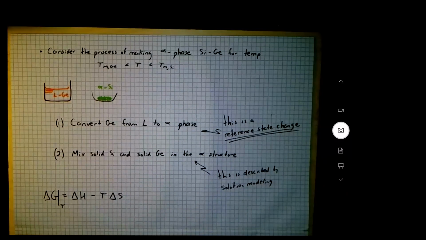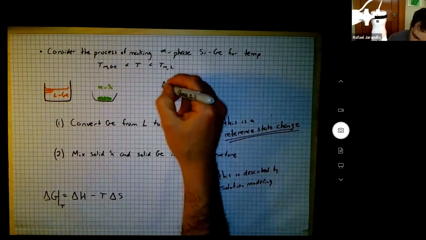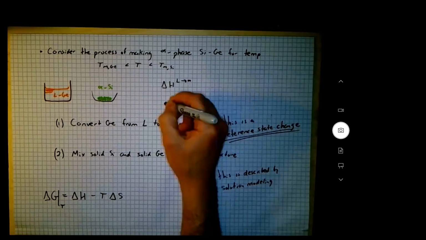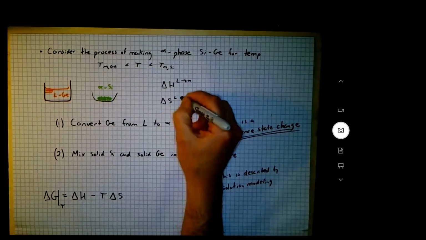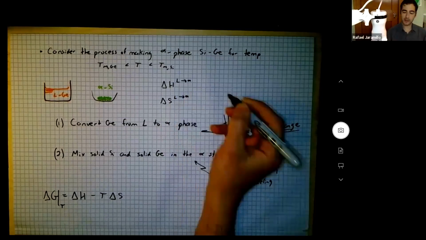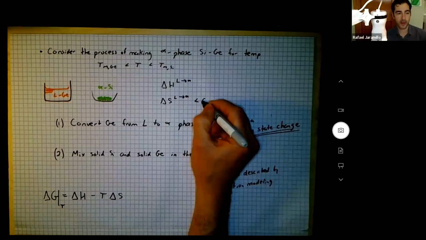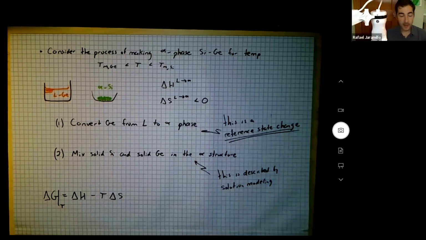I think it would decrease just because it's a solid. So let's write that down. Delta H liquid to alpha and delta S liquid to alpha. So delta S is less than 0, right? That's what you just said, that the entropy decreases. And that's exactly right. The liquids are more mixed up, they're more disordered, they have higher entropy.